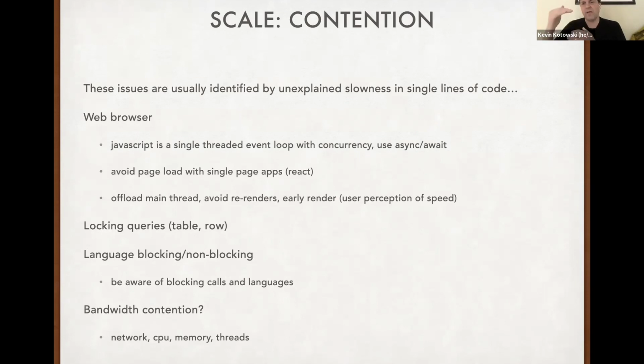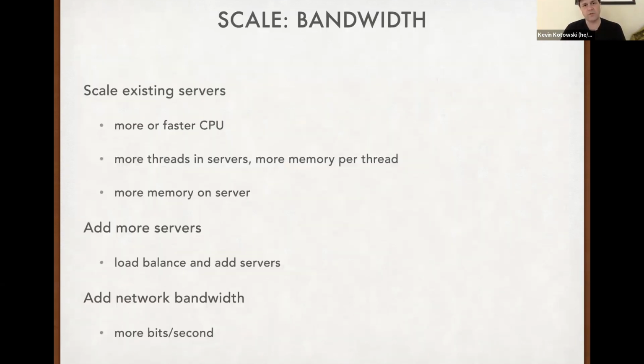You can actually just implement React where you don't have to download the whole page. You can just change little pieces at a time. Be aware of locking queries, table and row, languages that block and not block, and then bandwidth contention is a big one, where you can have more or faster CPUs, more threads in the servers, more memory per thread, more memory on the server.